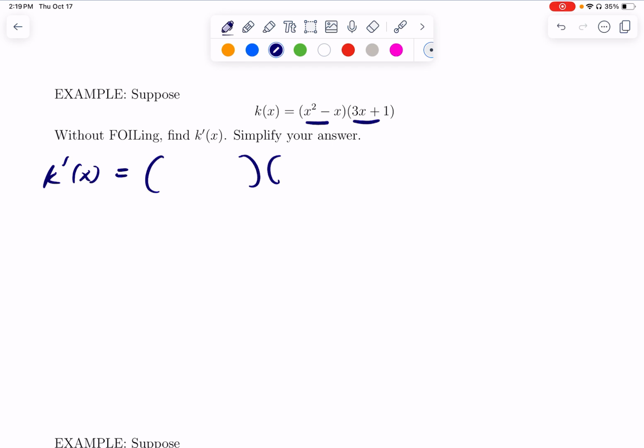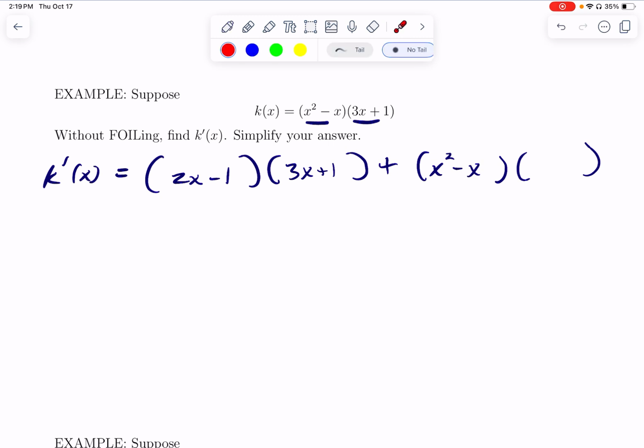So before I worry about any of the details, I'm going to create that scaffolding for how product rule works. It's something times something plus something times something. And now I can start to fill things in. So the pattern is derivative of the first thing, that's 2x minus 1, times the second thing, 3x plus 1, plus the first thing, x squared minus x, times the derivative of the second thing, which is 3. So that is a version of the derivative. And now I really should have said without foiling first.